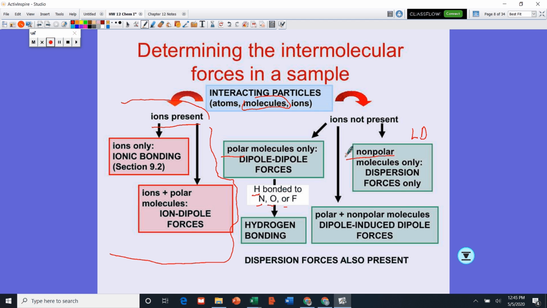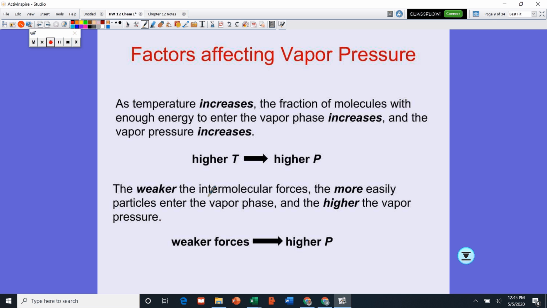If ions are not present and it's a polar and a nonpolar molecule, then we have what's called dipole-induced dipole forces, which is very similar to dipole-dipole. A lot of textbooks don't even distinguish. All right, so moving on. This is one factor that's going to affect the phase of matter.